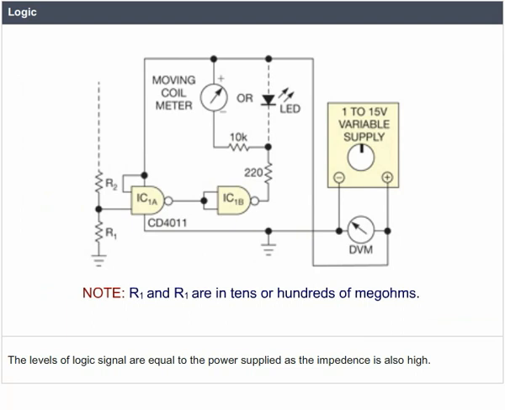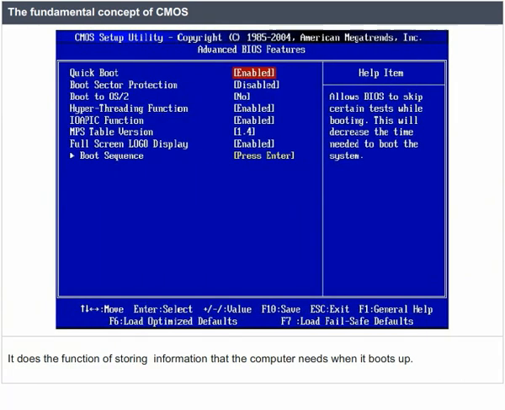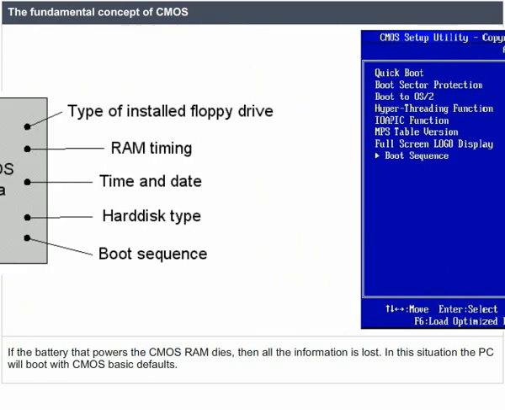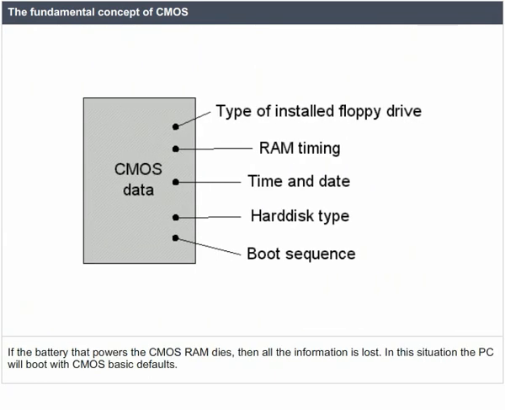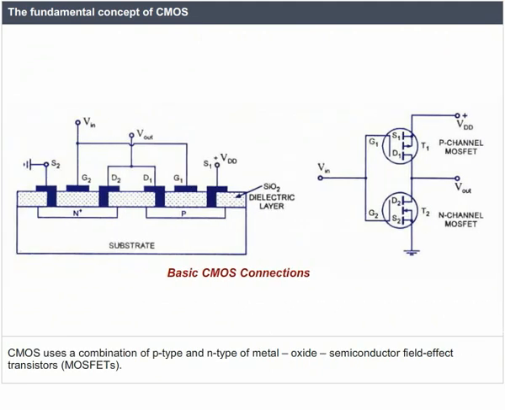The fundamental concepts of CMOS. To understand the fundamental concept of a CMOS, it is necessary to understand what exactly a CMOS does. It stores information that the computer needs when it boots up. If the battery that powers the CMOS RAM dies, then all the information is lost. In this situation, the PC will boot with CMOS BIOS defaults. It is always better, and in fact recommended, to keep a copy of all the information stored in CMOS. CMOS uses a combination of P-type and N-type metal oxide semiconductor field effect transistors, MOSFETs.